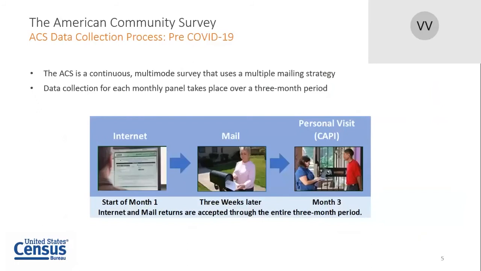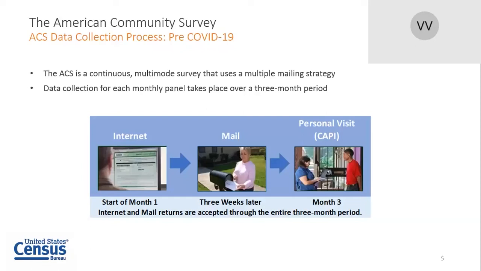The typical ACS data collection strategy includes multiple modes, including internet, mail, telephone, and personal visits. For most housing units, the first phase includes a mailed request to respond online, followed later by an option to complete a paper questionnaire and then return it by mail. If no response is received by mail or internet, or if the household refuses to participate, the address may be selected for a personal visit during our non-response follow-up operation.